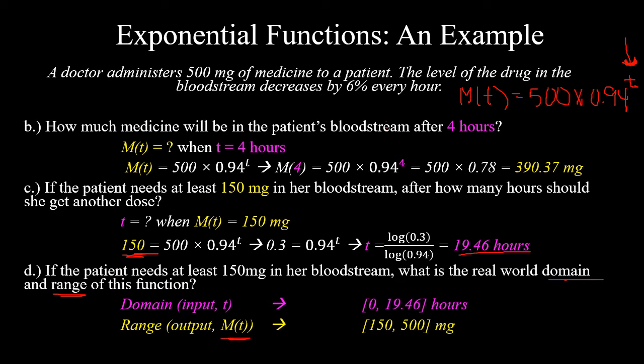Really always think about what your input and output are representing. That's going to help you figure out domain and range. So we need to know how much medicine can she possibly have in her bloodstream. Well, we know she has to have at least 150 milligrams, so that's going to be the low end, okay?